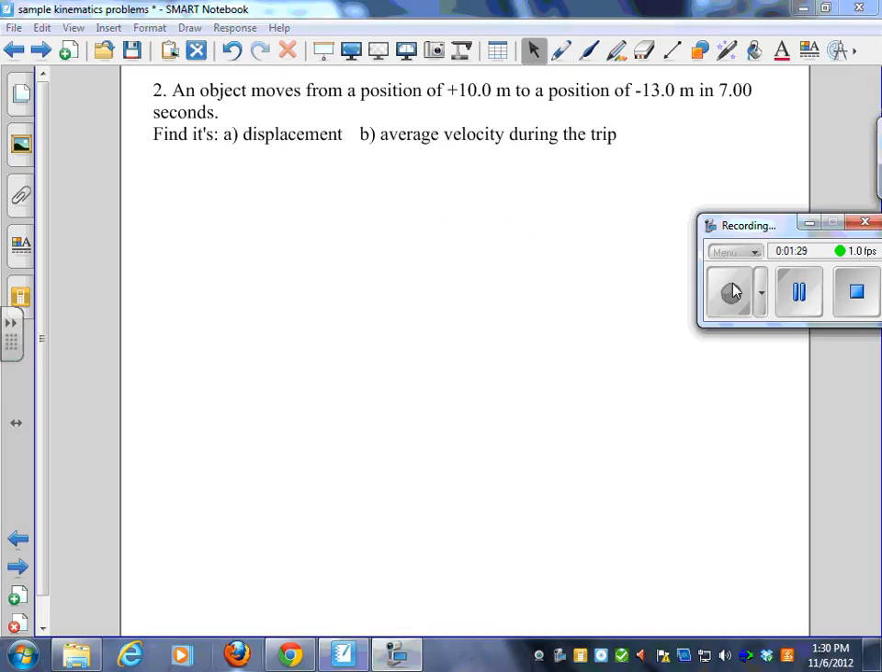Okay, here's number 2. An object moves from a position of +10 to a position of -13 in 7 seconds. This time I've got some time involved. We need to find the displacement, and we need to find the average velocity. So, let's write our formula again. Delta D is final minus initial, and let's write it so that people can read it.